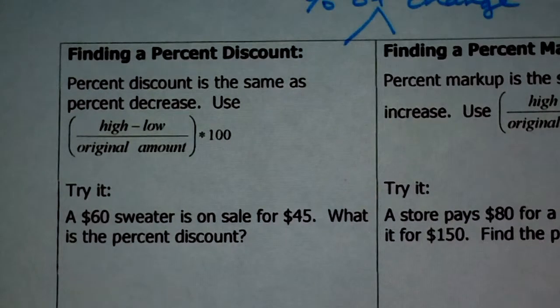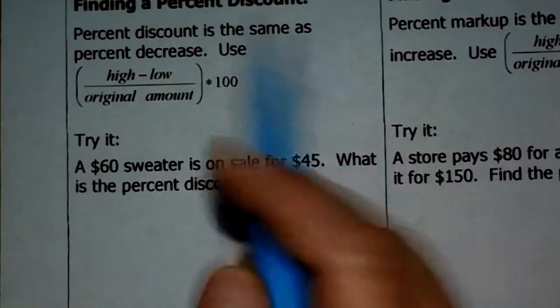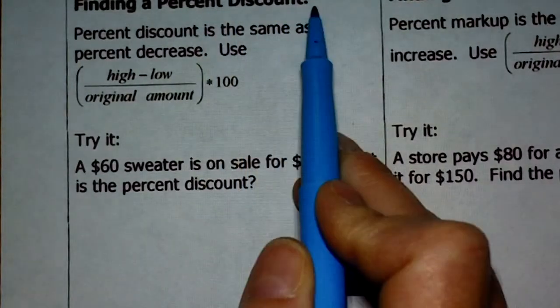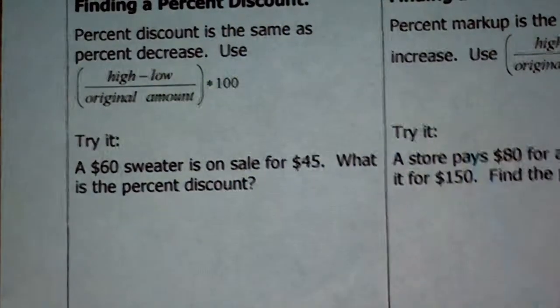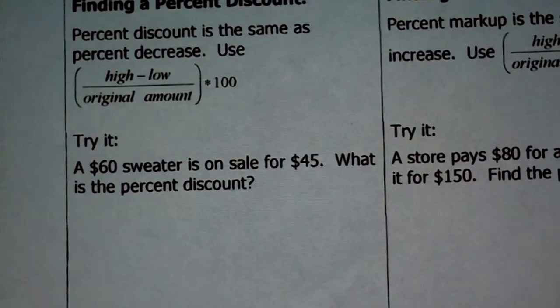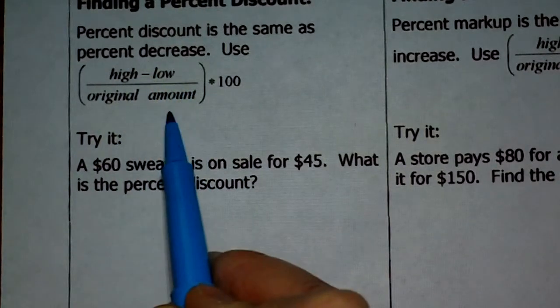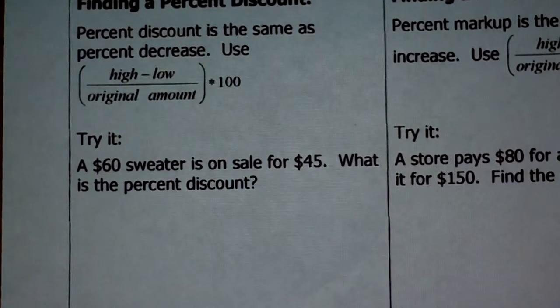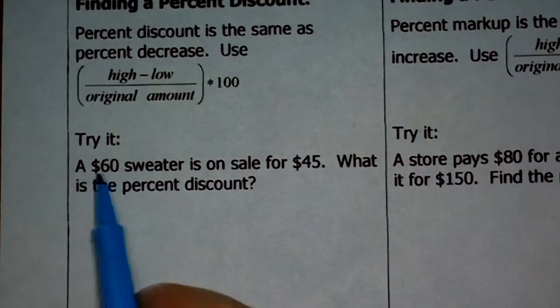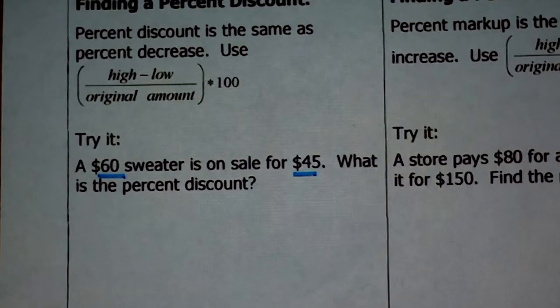So much friendlier sounding. Okay, so finding a percent discount is the same as percent decrease. Discount, decrease. Discount means you're taking money away, so that's why it's a decrease. All you have to do is use the formula. High minus low divided by what you start with. Multiply by 100 because we are making these percents. So try it. A $60 sweater is on sale for $45.